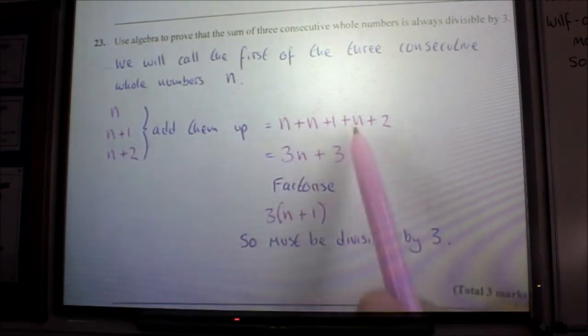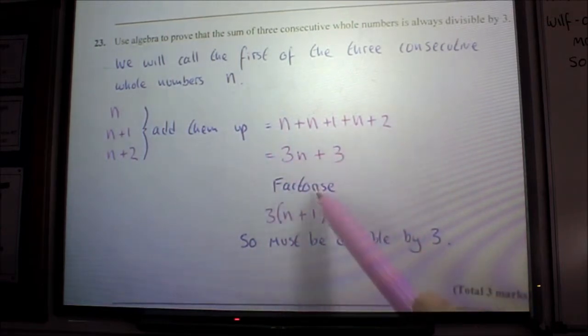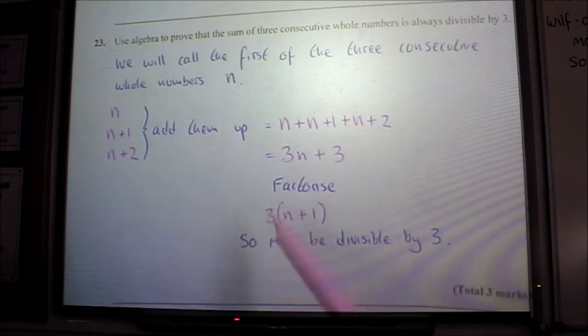N plus n add 1 plus n add 2 gives you 3n add 3. If you factorise that, because 3 is common, you can put 3 brackets n add 1, so it must be divisible by 3 because it's a multiple of 3 there. And that's how you do those ones.